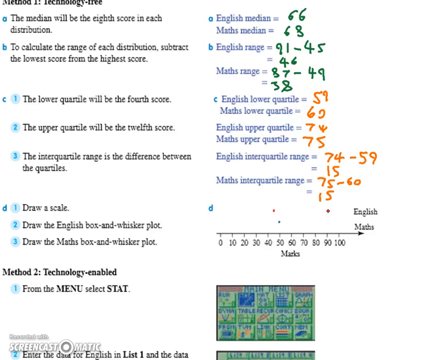Okay, so I've got a dot there. Make sure they're the same distance up from the line because you want it to be a nice straight line. Yeah? Same distance up from the scale. 91. That was the upper English mark. Now you're going to put dots at the other interesting bits. So for English, 66 is the median. 59 is the lower quartile. And 74 is the upper quartile. You should have 5 dots. 5 number summary. So you got 5 dots. Cool?